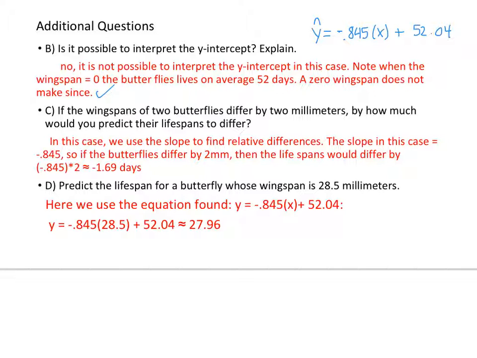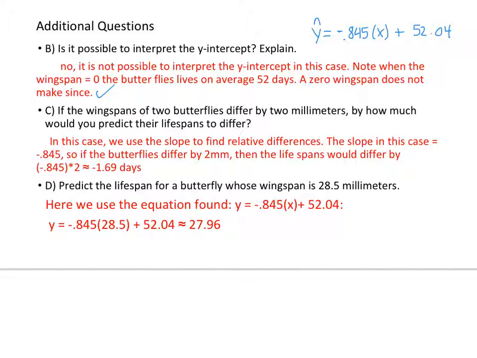Part C says, if the wingspans of two butterflies differ by 2 millimeters, by how much would you predict their lifespans to differ? In this case, we use the slope to find the relative differences. The slope in this case is negative 0.845. So if the butterfly differs by 2 millimeters, then the lifespan would differ about negative 1.69 days, and that is from the lower wingspan to the higher wingspan.